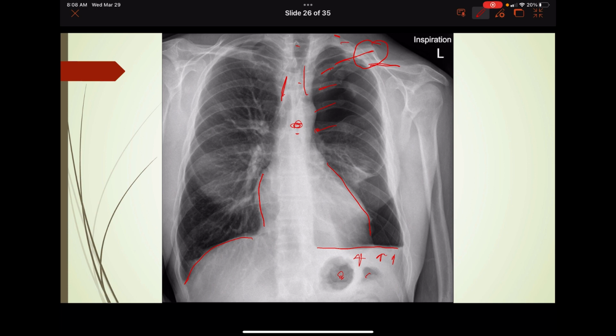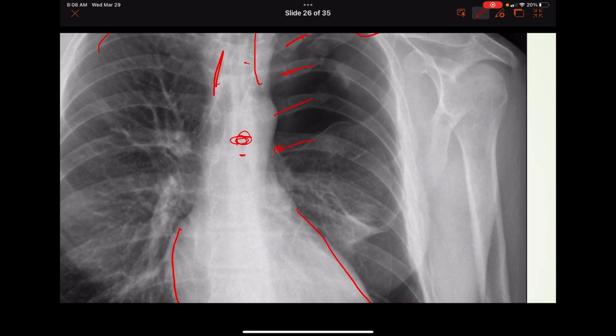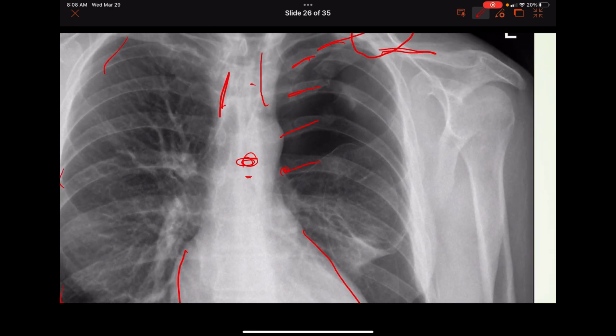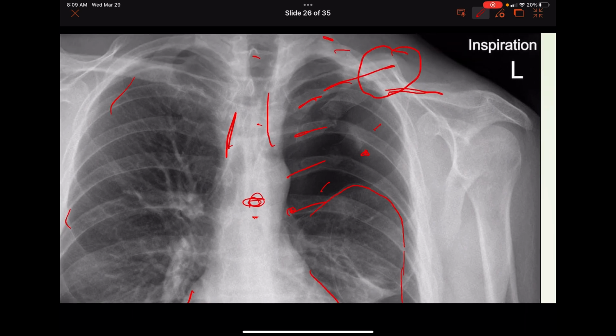So E for everything else, you can see good lung markings on the right. But on the left here, looks like there's some issues. I don't see any lung markings down here. Let's blow this up a bit. That's better. Don't see any lung markings up here. And you can see a pleural line right here. Looks like this is probably pleura. So this patient has a pretty good sized pneumothorax.